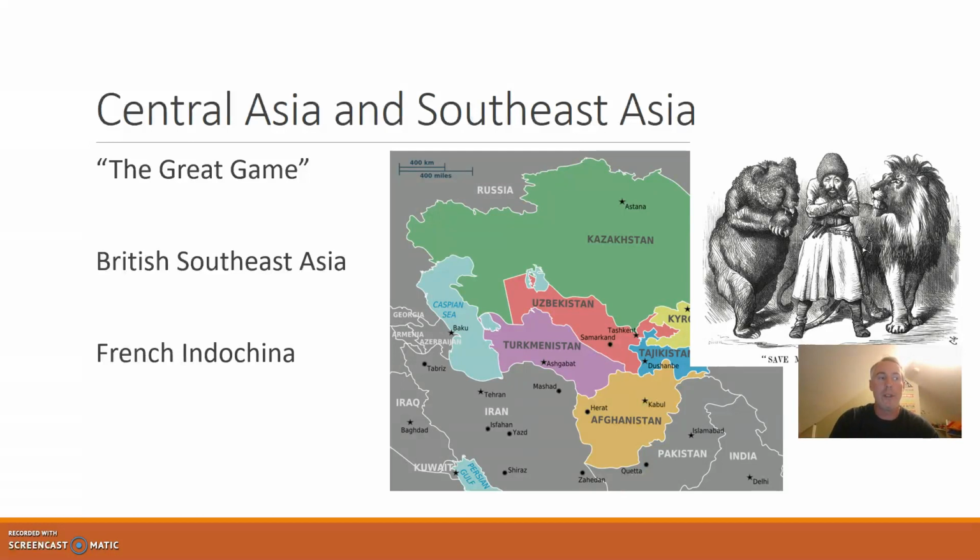And the British weren't the only ones. You have French Indochina. French Indochina was created in the late 1800s, and it included modern-day Vietnam, Cambodia, and Laos.